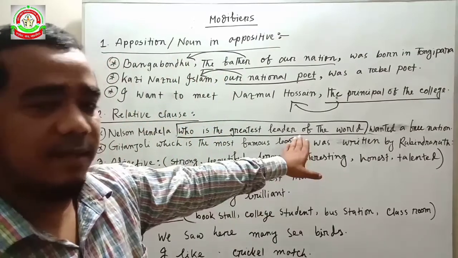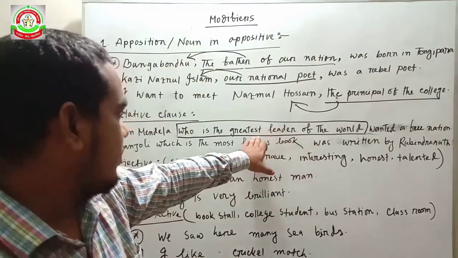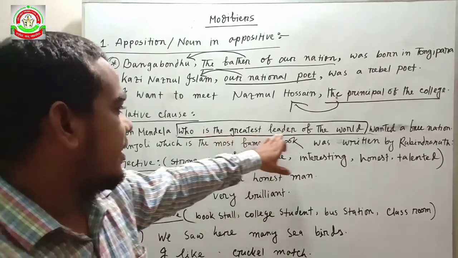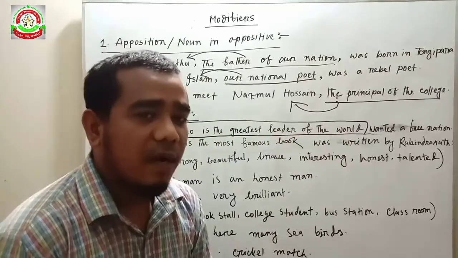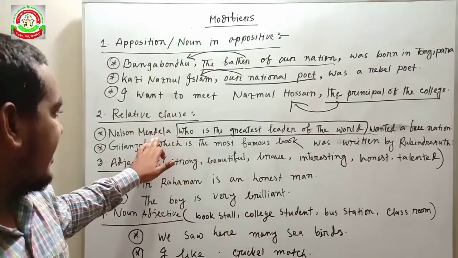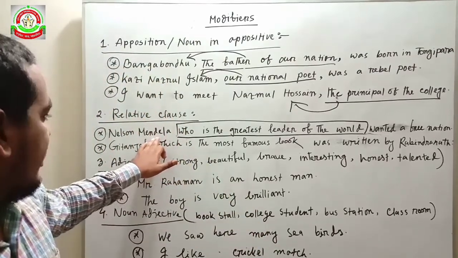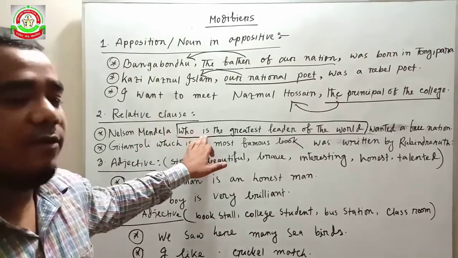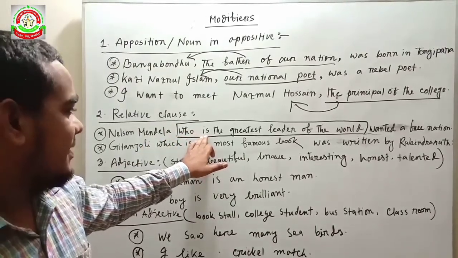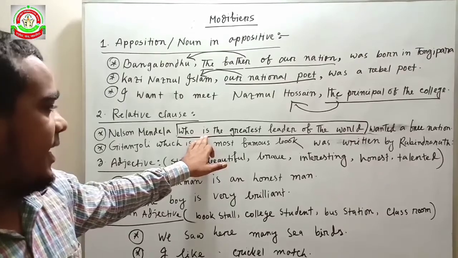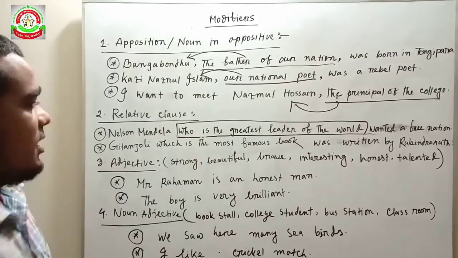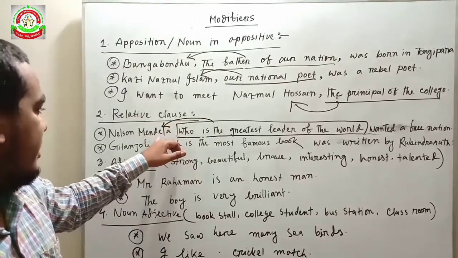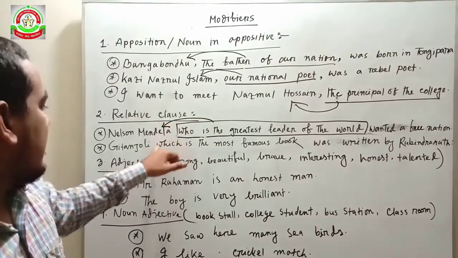In this sentence, a relative clause has been included, who is the greatest leader of the world, for better information about Nelson Mandela, the previous noun. This kind of clause is a post-modifier, and this is a relative clause which post-modifies Nelson Mandela.